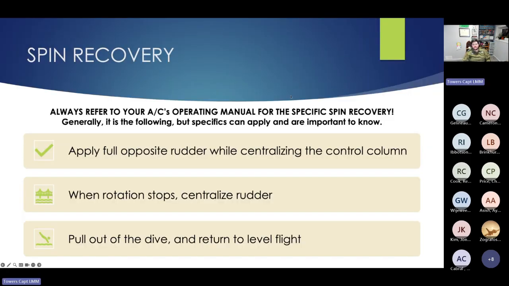On to the spin recovery. So when it comes to spin recovery, always refer to your aircraft's operating manual for the specific spin recovery. Generally speaking, you can use the following approach, but the specifics can be different depending on the aircraft you're in. So it's very important that you know what those specifics are and that you have that procedure memorized for the aircraft that you're flying. But generally speaking, in order to recover from a spin, you want to apply full opposite rudder to stop that wing drop while centralizing the control column.